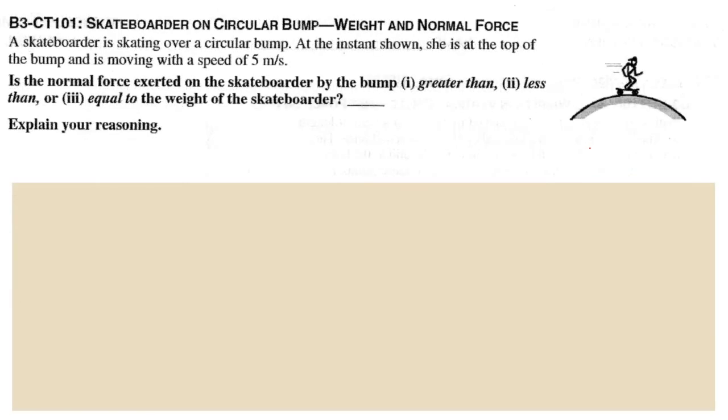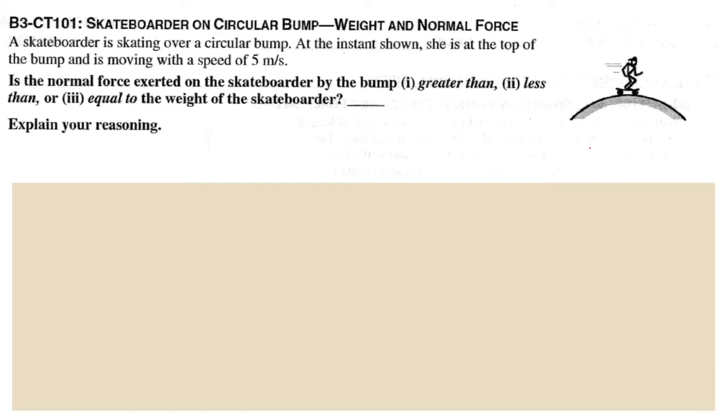Moving on to the back part of the sheet. First question on the back part of the sheet was B3CT 101. Skateboarder on a circular bump, weight and normal force. It says a skateboarder is skating over a circular bump. At the instant shown, she is at the top of the bump and is moving with a speed of 5 meters per second. Is the normal force exerted on the skateboarder by the bump greater than, less than, or equal to the weight of the skateboarder?